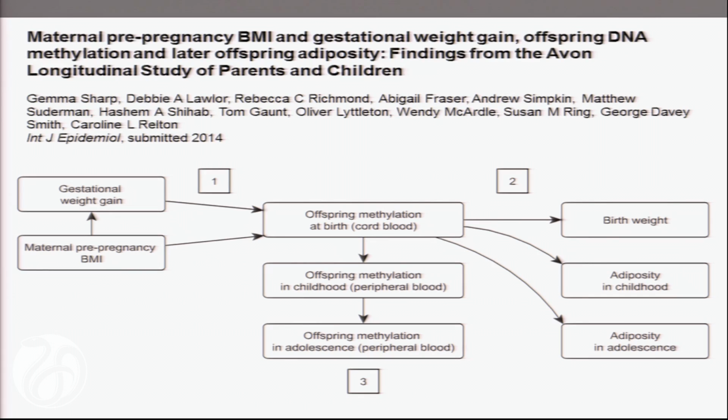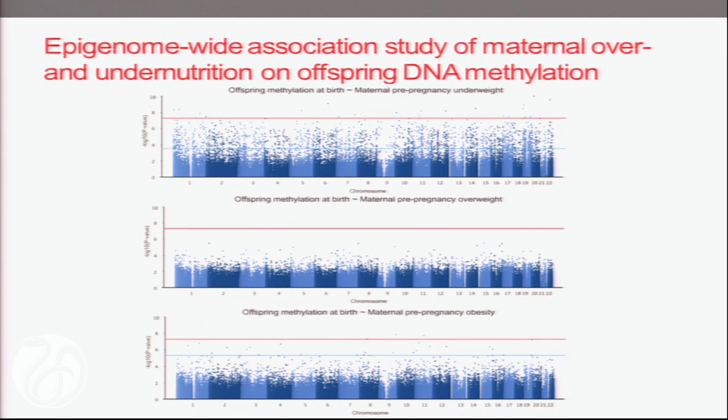So the work that I'm going to talk about today focuses very much on this recent study, in which we were interested in whether gestational weight gain and/or maternal pre-pregnancy body mass index were mediating the effect, through altered methylation, on birth weight, childhood adiposity, and later adiposity in adolescence. These are some data generated from an epigenome-wide association study addressing that question.